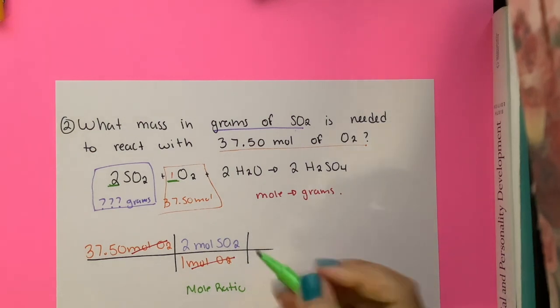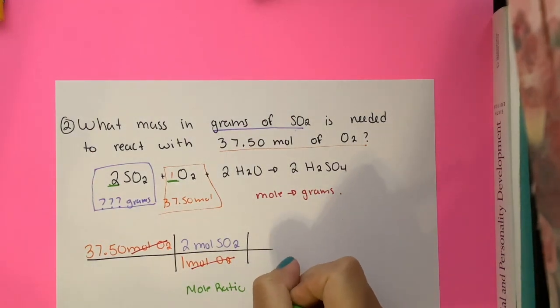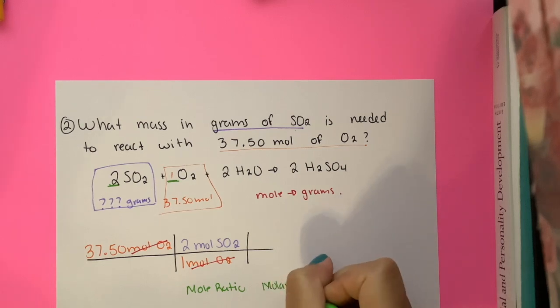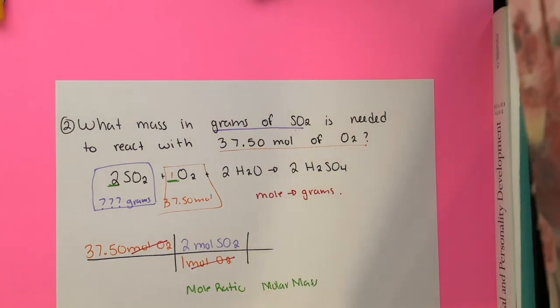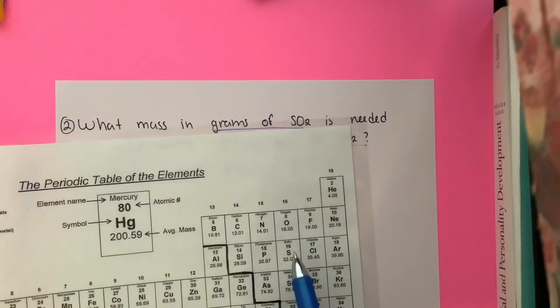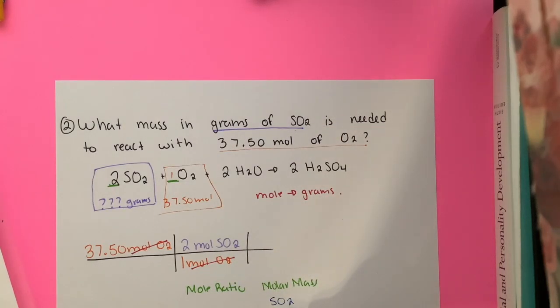And the way that I know how to do that is by using the molar mass. So I have to find the molar mass of SO2, sulfur dioxide. Okay, so again, I'm going to go to the periodic table. Sulfur has a mass of 32.07. I have 1, so times 1, 32.07 grams per mole.